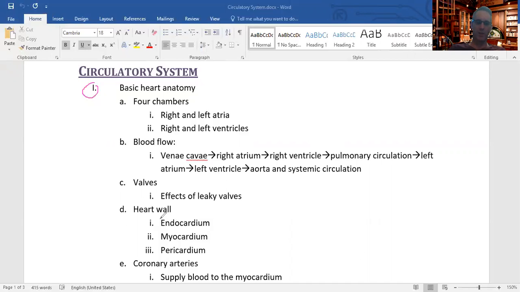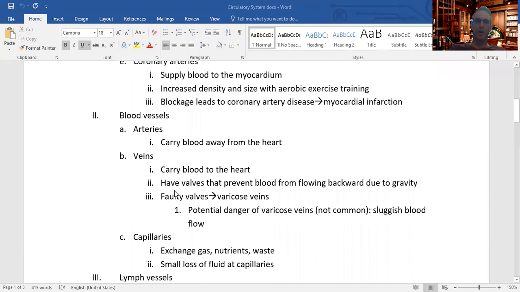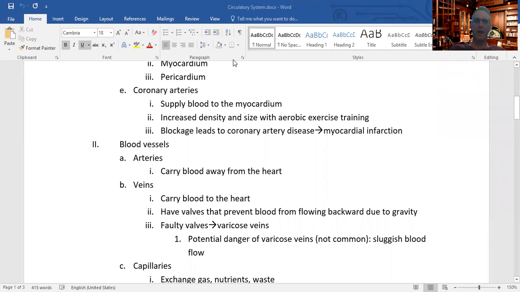The heart wall has 3 layers. The innermost layer is the endocardium, which lines the inside of the heart. The myocardium is the cardiac muscle, and that's found in the middle layer. And then the pericardium is the outer wall of the heart. Coronary arteries supply blood to the myocardium, and therefore they are important.